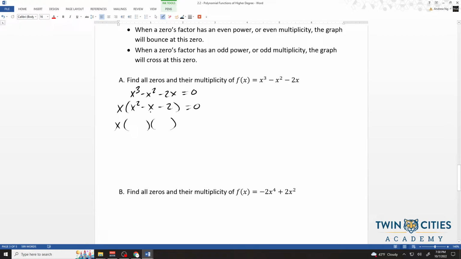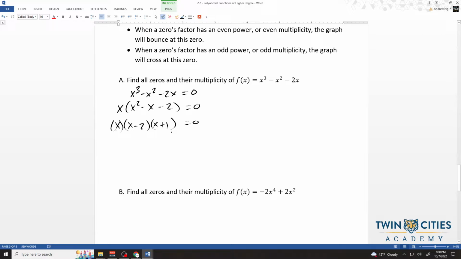And x squared minus x minus 2, this will factor to, let's see, x squared. So we've got x here and x here. And then minus 2 plus 1. When I multiply x minus 2 and x plus 1, that'll get me back x squared minus x minus 2. So I'm just kind of doing the opposite of that. This is equal to 0. All right, so these are my factors. I've got x as a factor, x minus 2 is a factor, and x plus 1 is a factor.